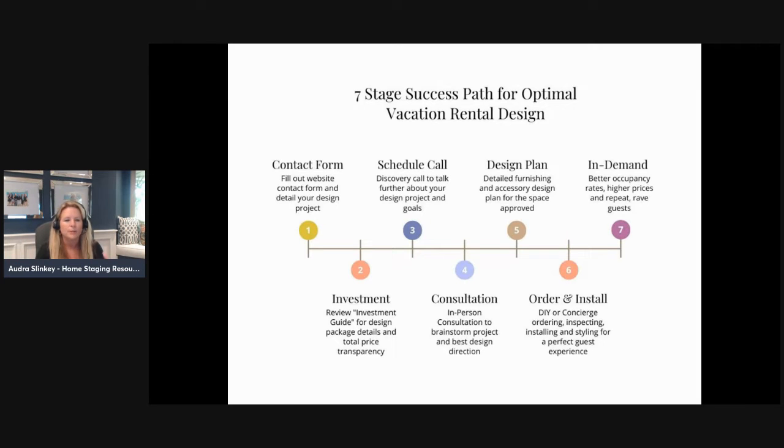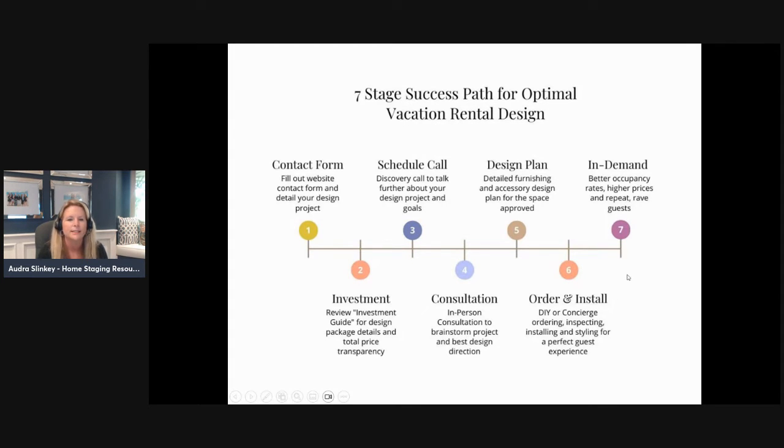So when it comes to Airbnb design, it may start with somebody finding your website, filling out the questionnaire, contact form to get their investment guide. They want to find out what the pricing is. That investment guide shows them what it takes, sells them on a discovery call where you can have a conversation with them, then a consultation, then a design plan. That's your design files, order, install, and then what's the outcome?